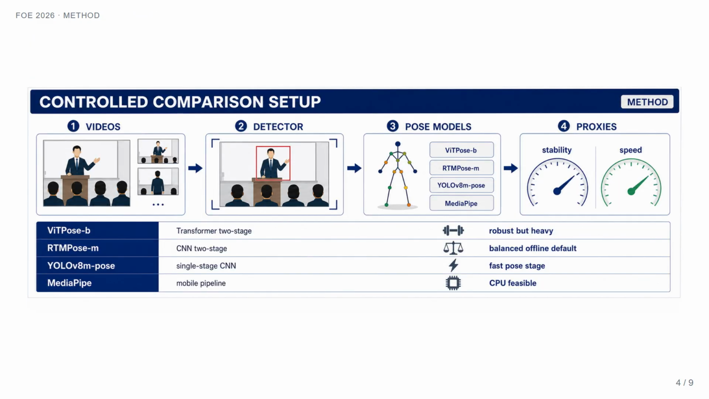The setup follows the pipeline shown here. We start with the same videos. We compare four pose models and use stability proxies as the final stage. The models cover different families. ViTPose-Base as a transformer model. RTMPose-Medium as a two-stage CNN model. YOLOv8-Medium-Pose as a single-stage option. And MediaPipe as a mobile and CPU option.